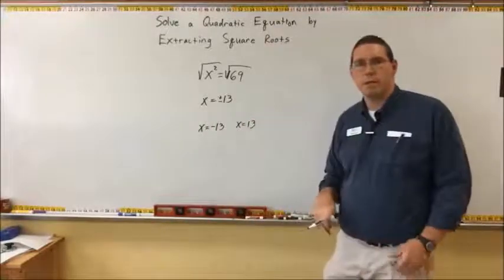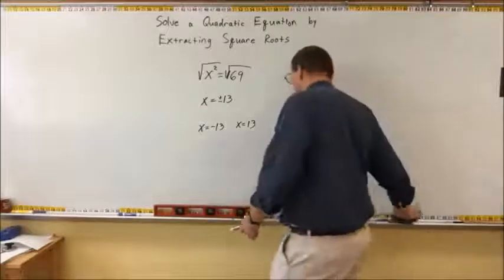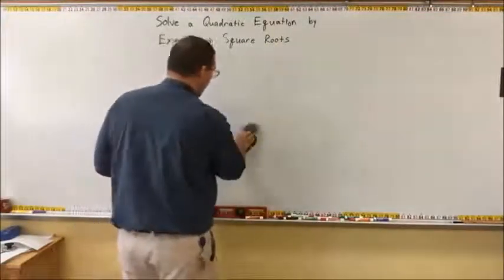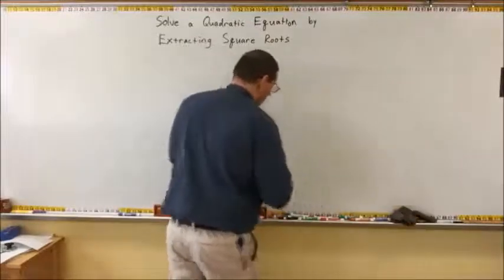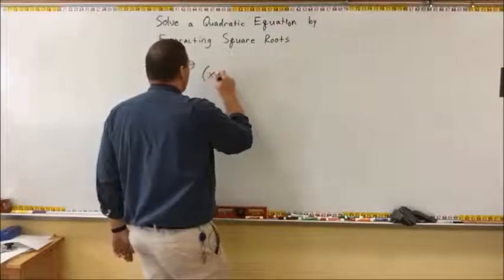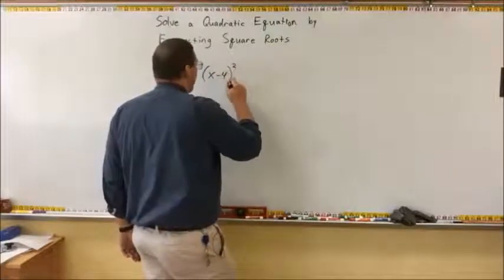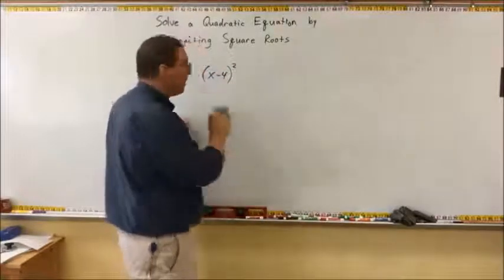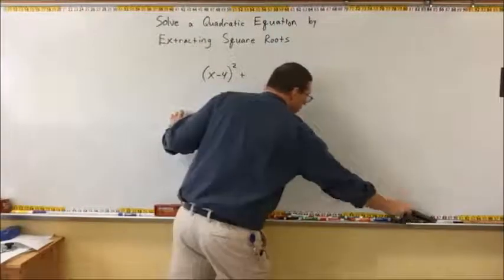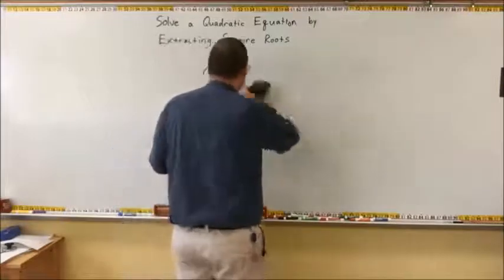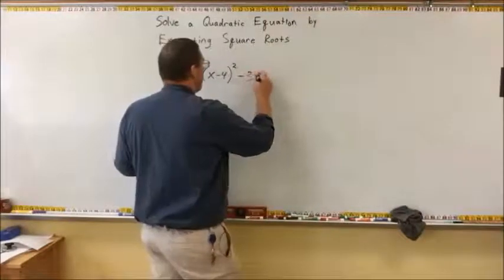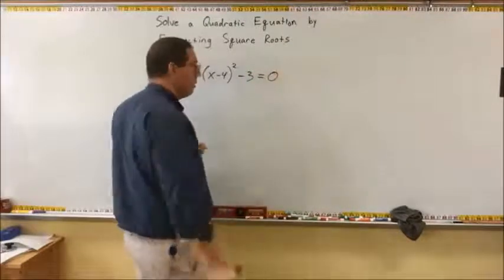All right, let me show you another technique now. It's still extracting square roots, but it's another application of extracting square roots. What if we had a binomial squared, like x minus 4 squared, but not just that. We had x minus 4 squared minus 3 equals 0, okay?